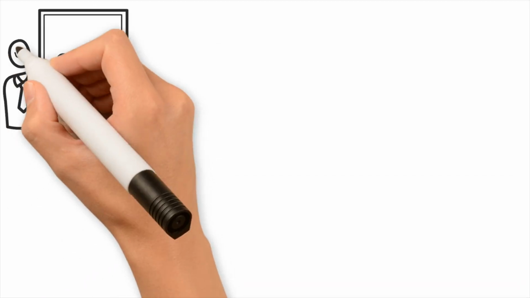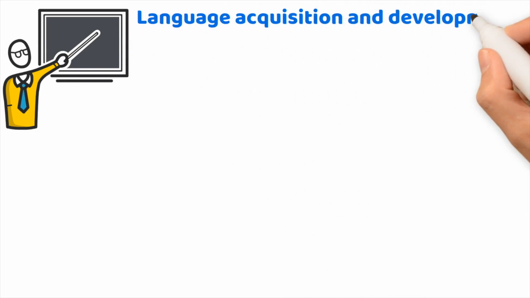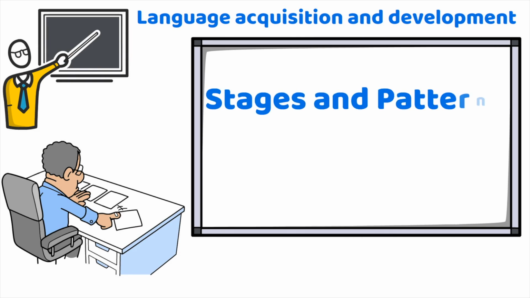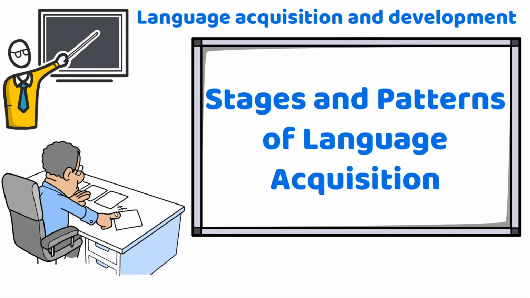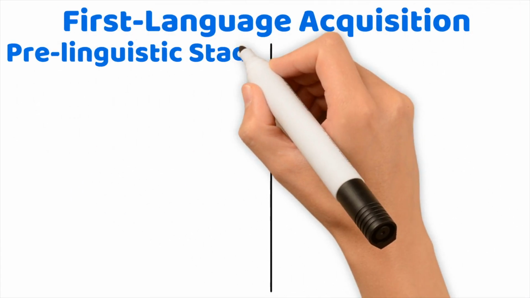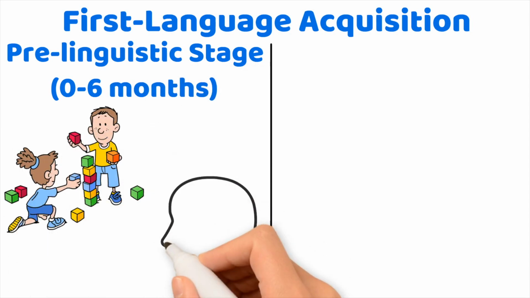Today, we're going to cover key concepts and strategies in language acquisition and development that will help you get prepared for your teacher certification exam. Let's begin with understanding the stages and patterns of language acquisition. We will begin by discussing first language acquisition, where in the pre-linguistic stage, 0 to 6 months, infants experiment with sounds, laying the groundwork for speech.